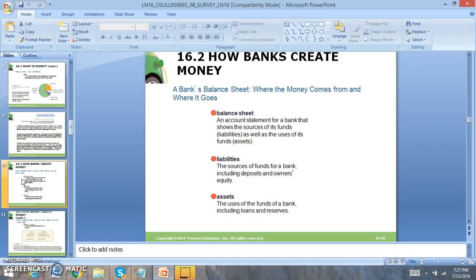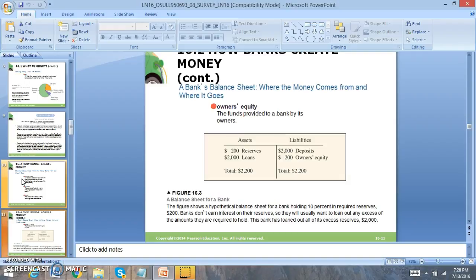Now a bank has many ways to create money. When banks have the ability to create money, you'll know where the money comes from and where it goes. So in a bank's balance sheet, they have both liabilities and assets. Liabilities are the sources of funds for a bank. Assets are the uses of funds of a bank, including loans and reserves. You'll notice in this example that assets equal liabilities. The amount of money that's deposited, $2,000, is the amount of money that they are able to loan out, $2,000.